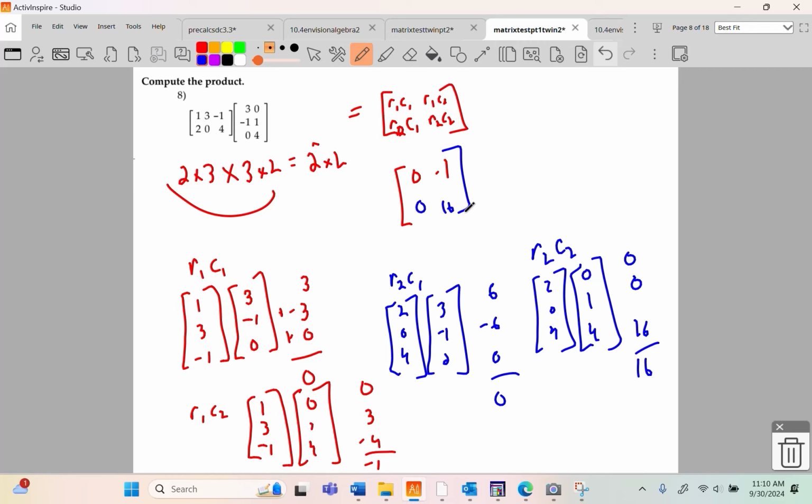And that's it for the non-calculator part. So let me stop this video and get started on the calculator part, which is going to take me a lot longer because it takes forever to push buttons.